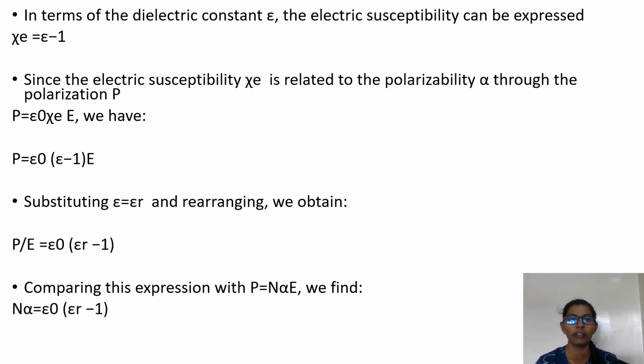Since the electric susceptibility is related to the polarization, P is equal to epsilon naught chi e into E, we have P is equal to epsilon naught into (epsilon r minus 1) into E. Rearranging, we obtain P by E is equal to epsilon naught into (epsilon r minus 1). Comparing the expression with P is equal to N alpha E, we find N alpha is equal to epsilon naught into (epsilon r minus 1).